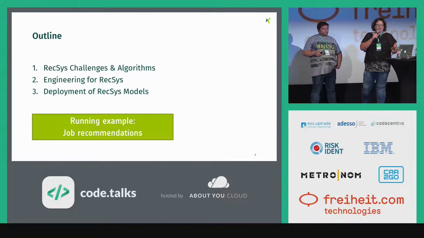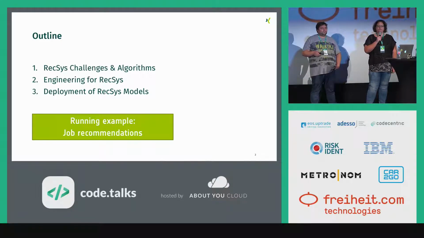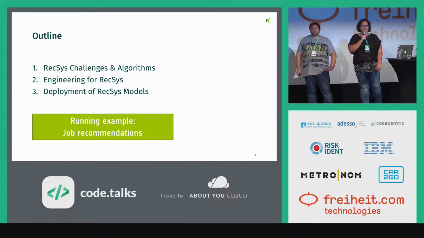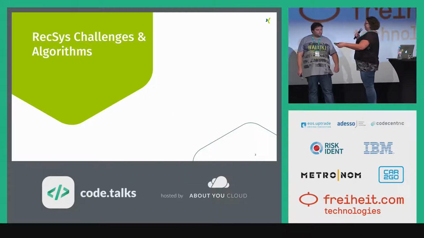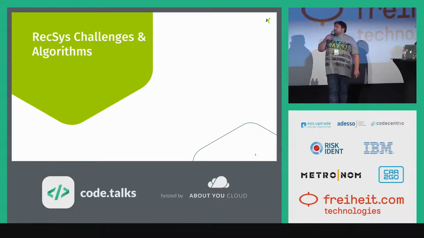So the running example will be job recommendations. We have a lot of recommendations. The job recommendations and also the members you may know recommendations are the most important ones. And in this talk, all our examples will deal with the job recommendations. So Nico starts. Okay, so I start with the RecSys challenge and the algorithms.